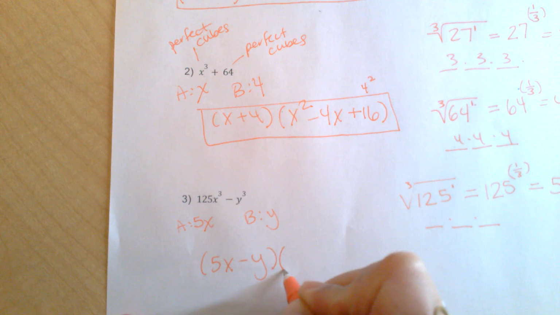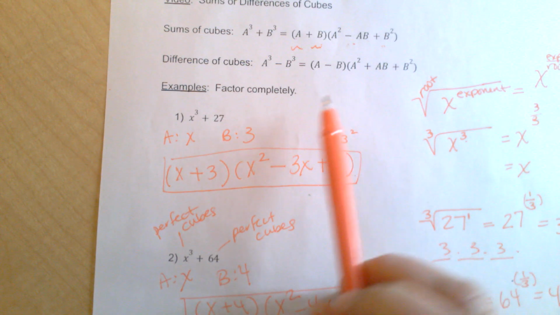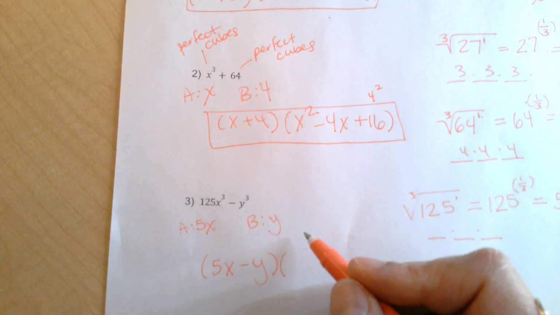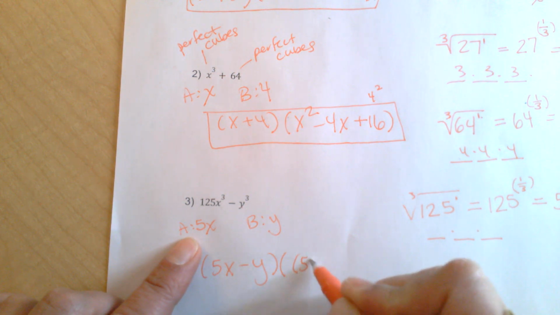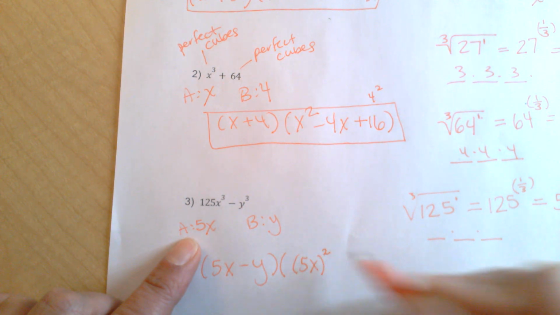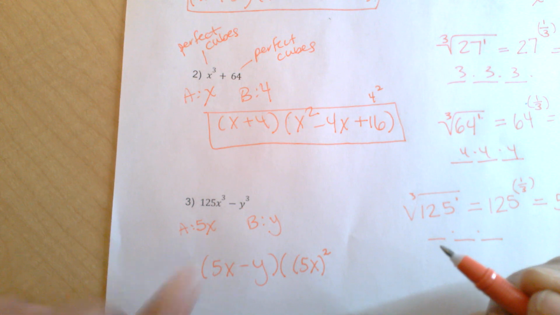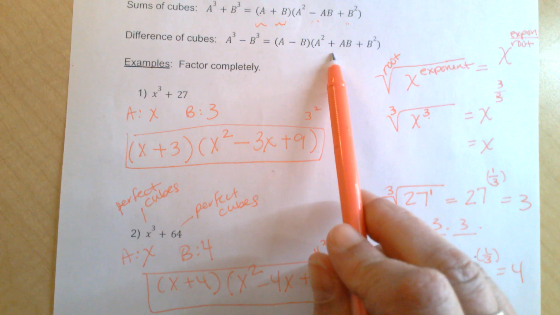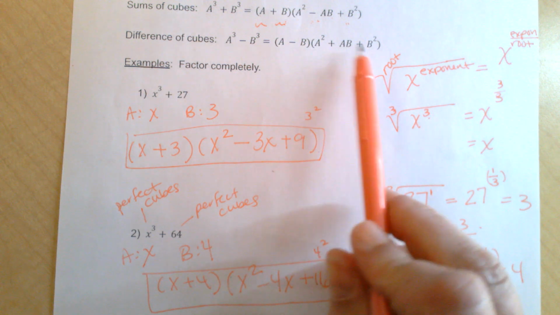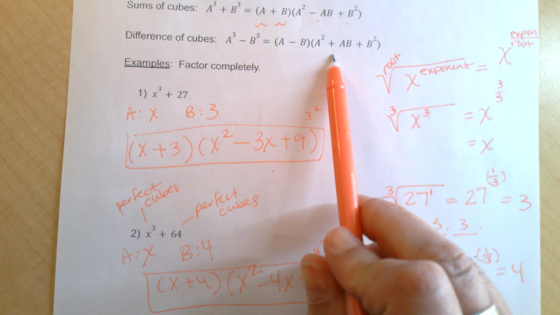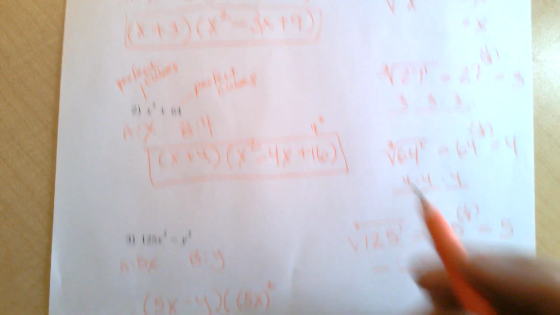5x minus y, okay, a squared. And this is where you need to be careful because when you do a squared, we're actually doing 5x squared. So we're going to be doing a little bit more work here. Okay, what's next? Plus this. Now this is a plus. These both are pluses. Plus AB plus B squared.